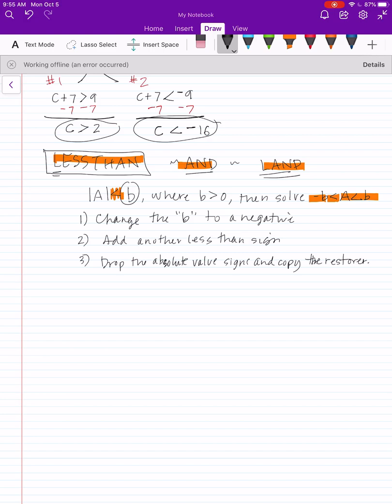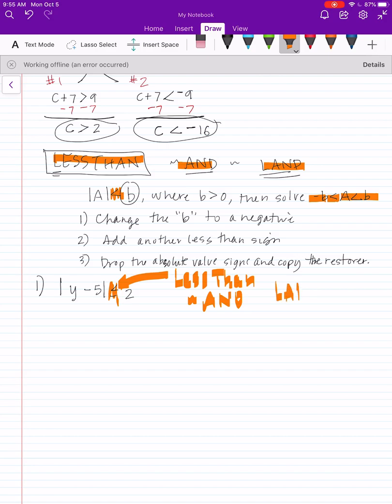All right, so let's see what this looks like. So number 1, absolute value of y minus 5 is less than or equal to 2. So again, I'm going to highlight in orange. This is a less than. So it's less than, so that means I'm going to make it an and. And to remember that is land. So gore and land are my two little things. So less than, it's a land.